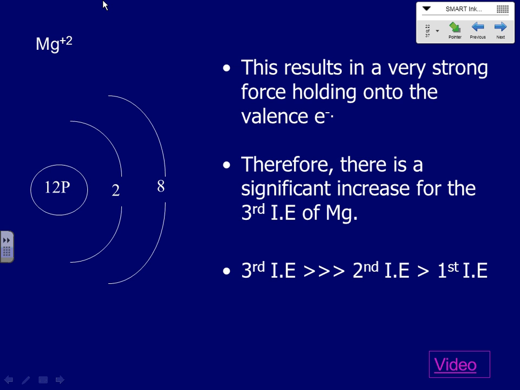So here you can see I'm expressing the third ionization energy is greater than the second ionization energy compared to the first ionization energy, which is why that doesn't happen under chemical situations. We can rip it off with a machine, but not in a chemical reaction.